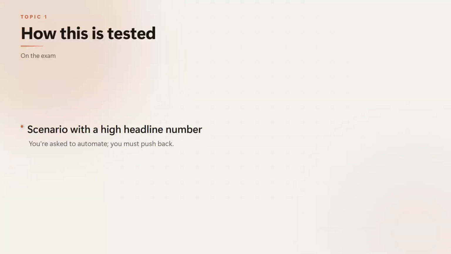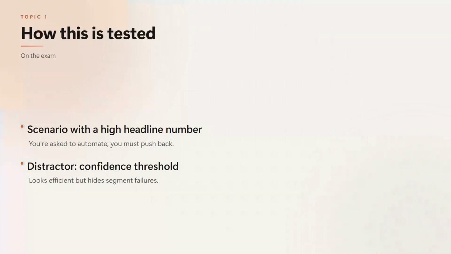In the exam, expect a scenario where someone presents a 97% or 98% aggregate accuracy and proposes dropping human review. The distractor is the confidence threshold approach. It sounds reasonable and efficient, but it's the wrong answer because it doesn't catch the segment that's failing. The correct response is to demand a breakdown by document type and field, and to automate only the segments that pass. This is testcraft. They want to see that you distrust the aggregate and think in segments.